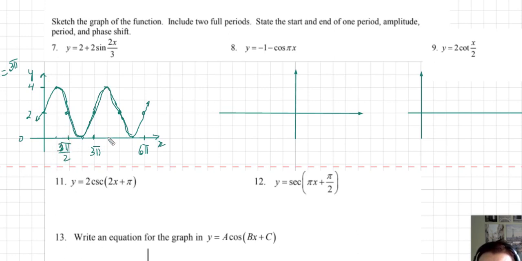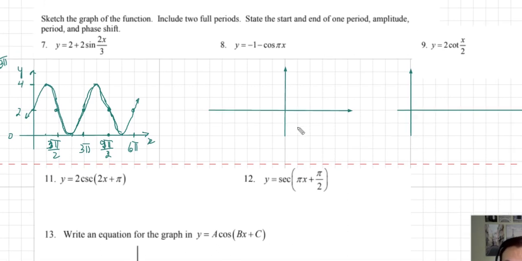And then at this point, we are going to have our 9 pi over 2. So we're multiplying this by 3, because we have 3 pi over 2, another 3 pi over 2, and another 3 pi over 2. So 9 pi over 2. So that's our graph now.